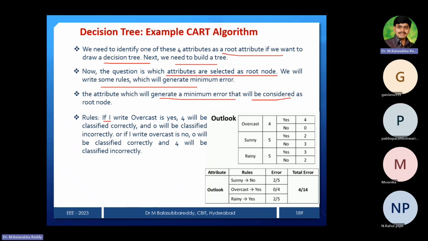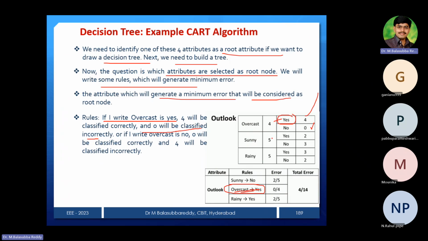And the rule is, if I write overcast is yes, if I consider it as 1 split, 4 will be classified correctly and 0 incorrectly. See that, if I take overcast is yes, 4 are correct and 1 is incorrect. That's why this is the attribute I consider the main case. Overcast is yes, I have to select.